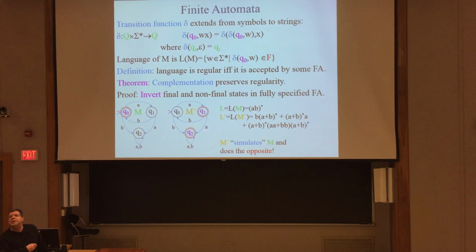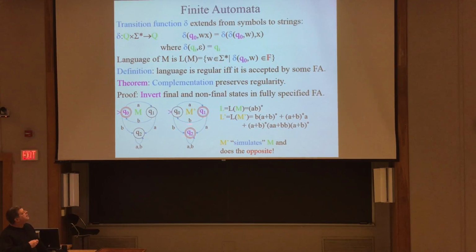The only thing that changes is this state used to be final here, double circle means final. Here it's not final. These two states, Q1 and Q2, used to be single circle, which is not final, and here they are final. So all it means is flip the red states to non-red states and vice versa.